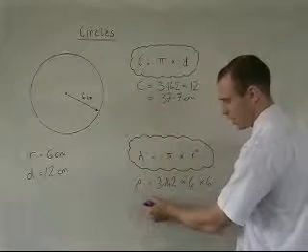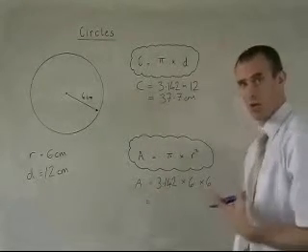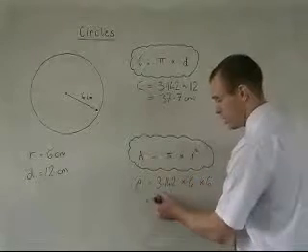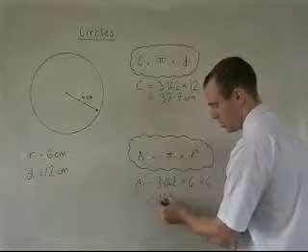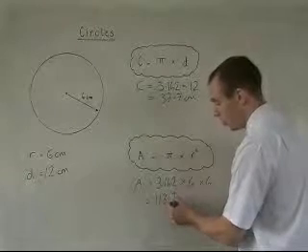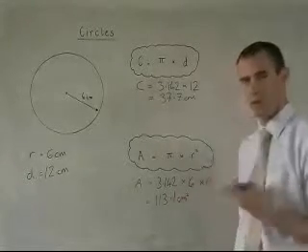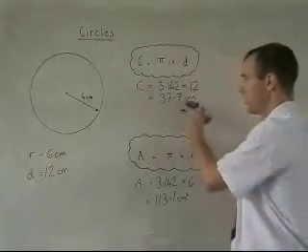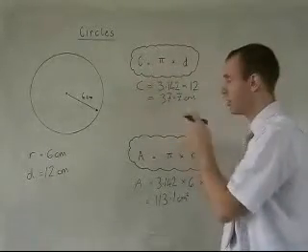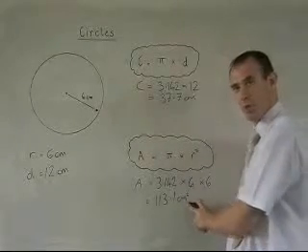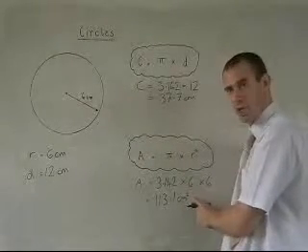Now if we type that into a calculator, again we'll get lots of digits, but we want to round to 1 decimal place and we get 113.1 centimetres squared. Again, the units are very important here. The circumference is measuring a distance, so it's in centimetres. The area is measured in centimetres squared.